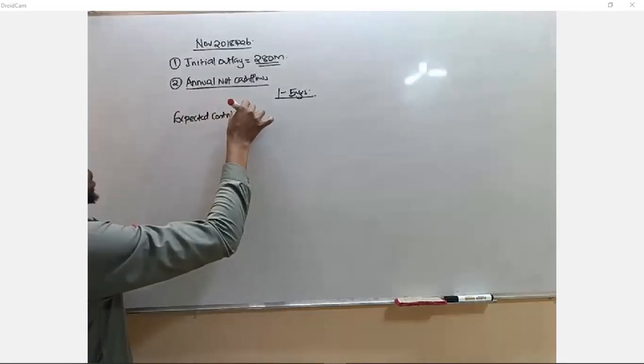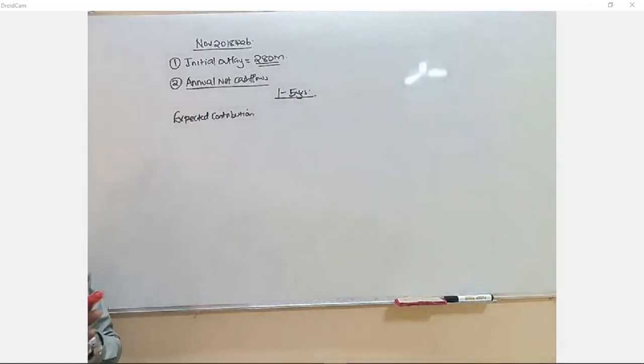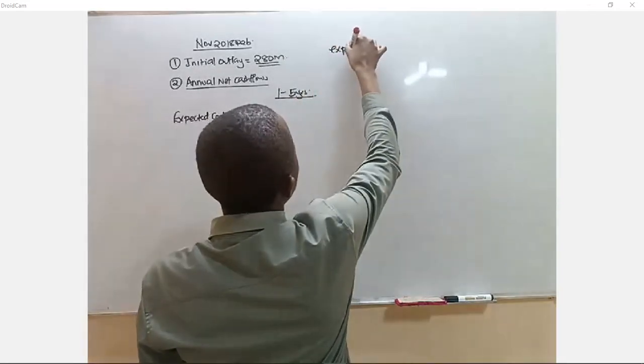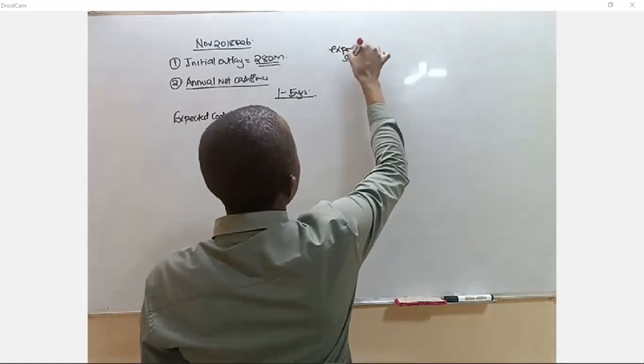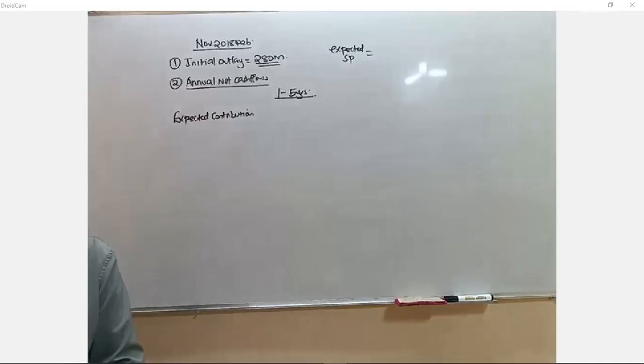Someone might ask me how, teacher, and I tell you, it's very simple. Already the examiner has given you the unit selling prices with the probabilities. So what am I supposed to be doing? Let me calculate the expected selling price. I just need to take my unit selling price and multiply by the probabilities.